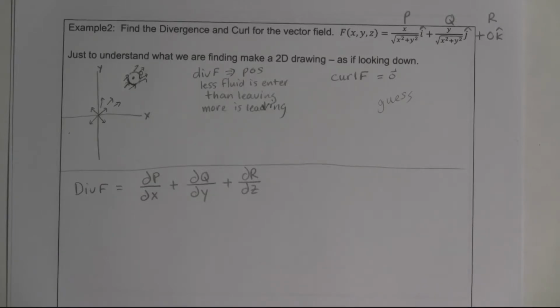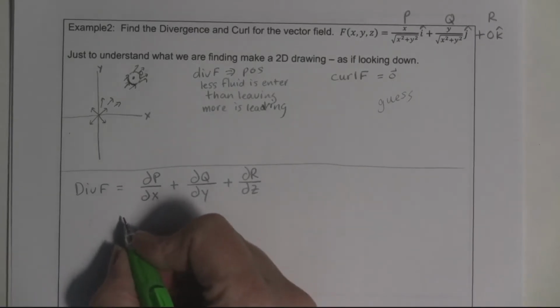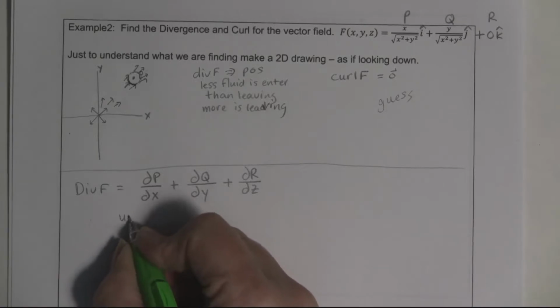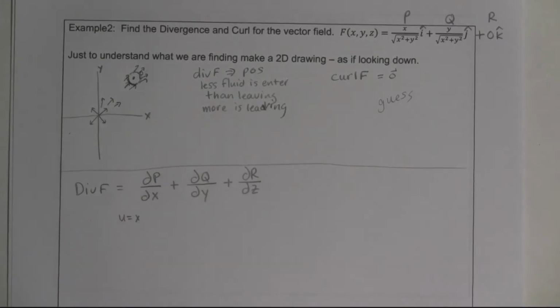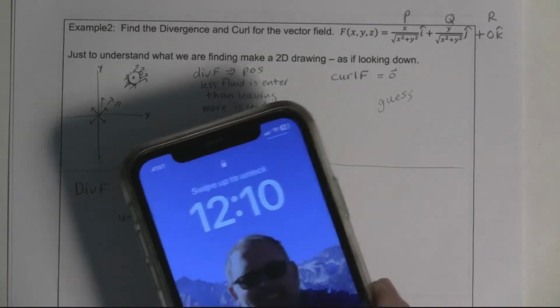I noticed that it's a quotient, so I'm going to have to use the quotient rule. I have to do it this way because it's after midnight. I promise it is. See, it's after midnight.